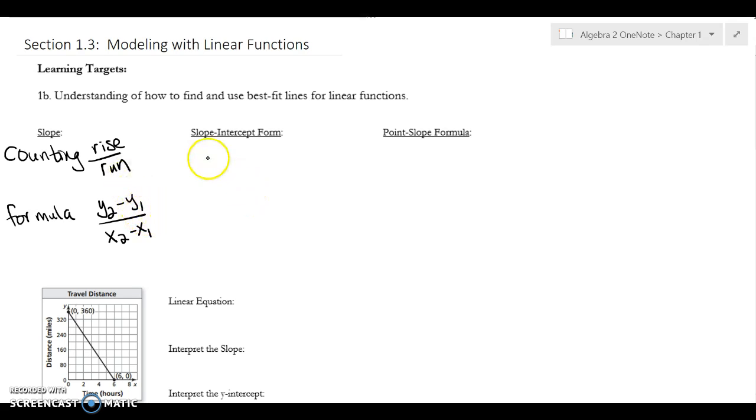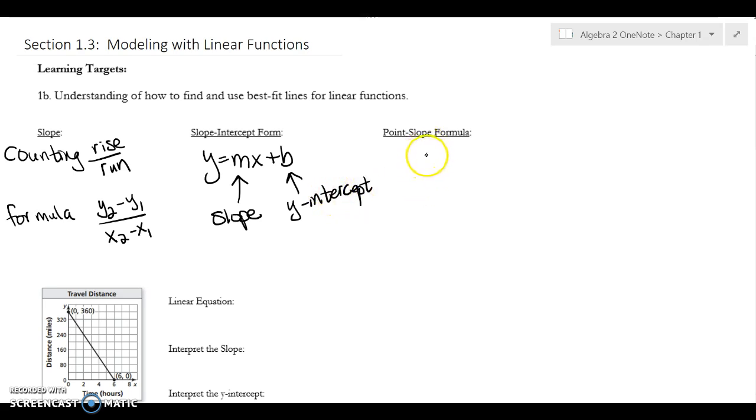The next thing we have is a lot of times we're going to have to write our answer in y equals mx plus b form. And so remember, if I found my slope, then I can put that there. My b is my y-intercept. And sometimes on graphs, you're going to see where the graph crosses the y-axis. Sometimes you're not going to be able to see that.